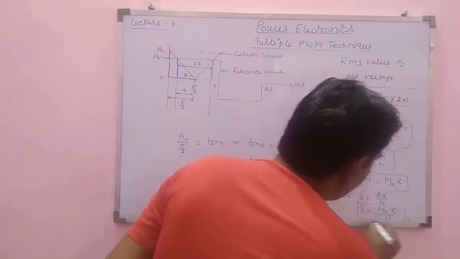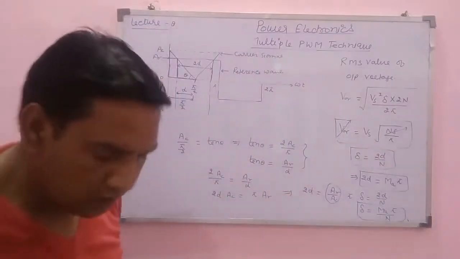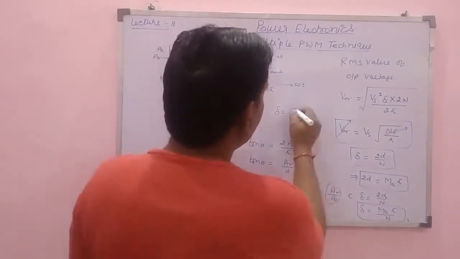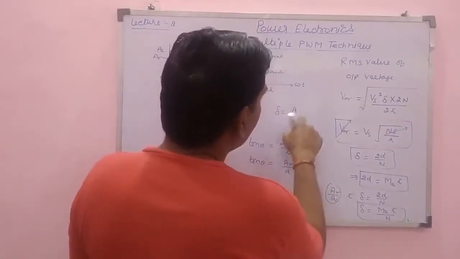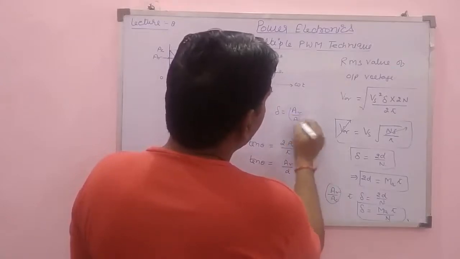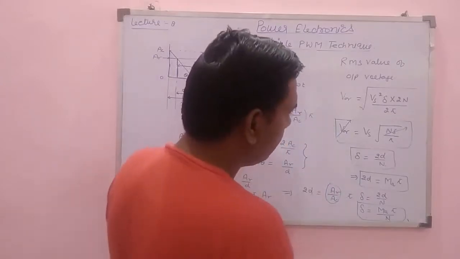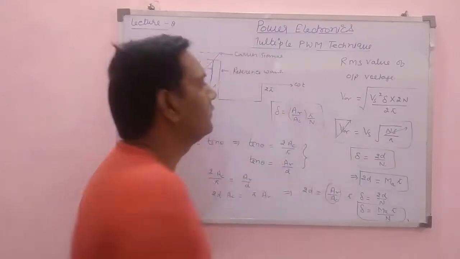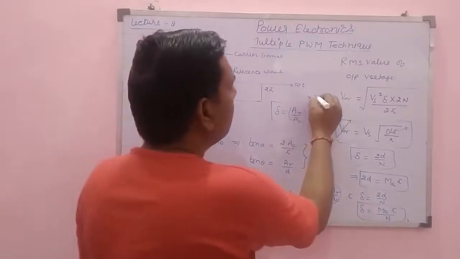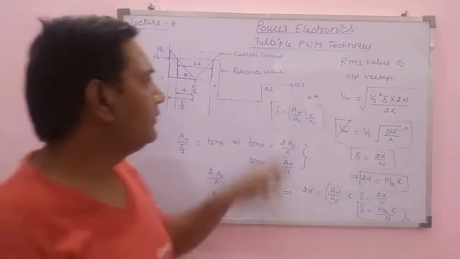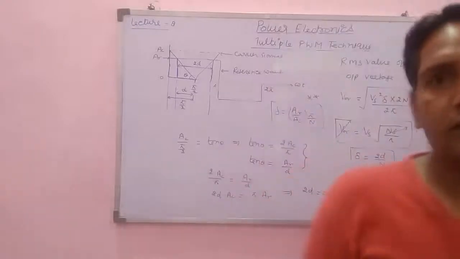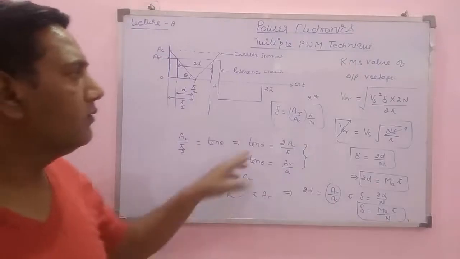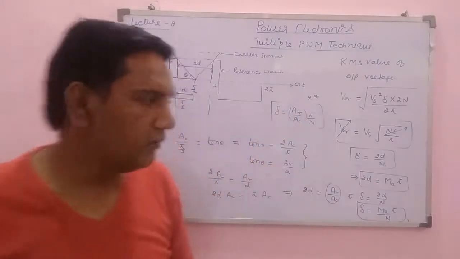Okay, so in that way we can also calculate the value of pulse width. We can write delta is equal to MA, that is AR upon AC into pi, divided by n. So this is also an important formula. Delta is nothing but the width of each pulse in the output voltage. Okay, so from here we can calculate the value of delta.